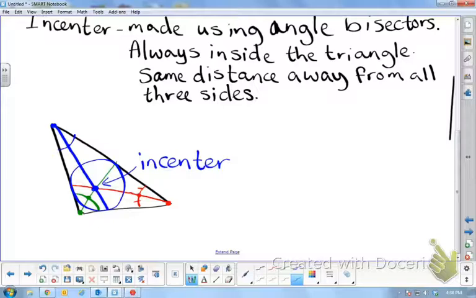So we have two more that we can draw. We have the circumcenter and we have the centroid. Now both of these we're going to be able to do a little more math with. They have a few more special properties than these first two. These first two we need to know how to draw them, what their names are, but the last two we're going to be able to do a little more math with.